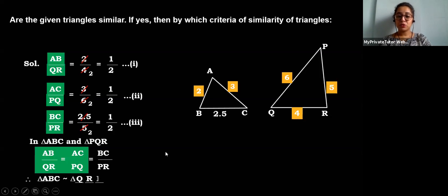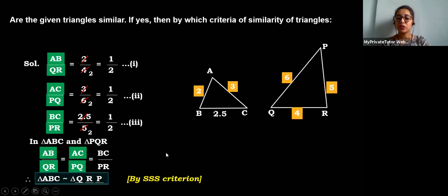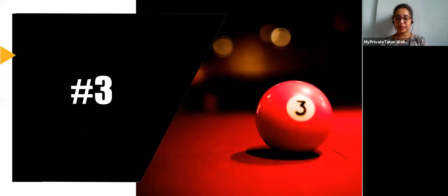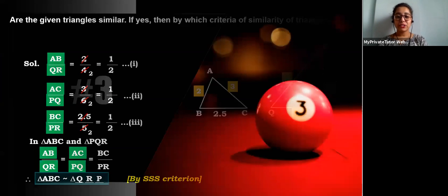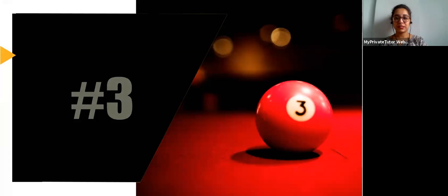Now B corresponds to R and C corresponds to P. So therefore, triangle ABC is similar to triangle QRP by SSS criterion. Okay, so I hope you're clear with all the three tests of similarity. So this was the second part of our session, and let's jump into the third, that is the hashtag 3 of our session. In this part, we'll be studying areas of similar triangles.